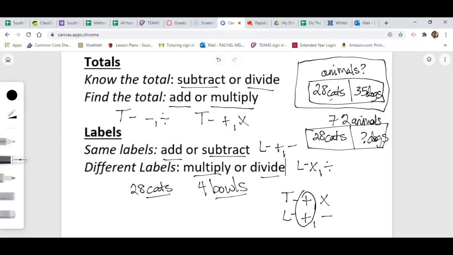So now I'm going to use this one. Okay, so I know my total is 72 animals. So if I know the total, I add or multiply. My labels are different. Cats and dogs, except here we go again with that idea of, but they're all animals, right? So I would say that they're the same labels, so I add or subtract. Oh my. What am I doing there?